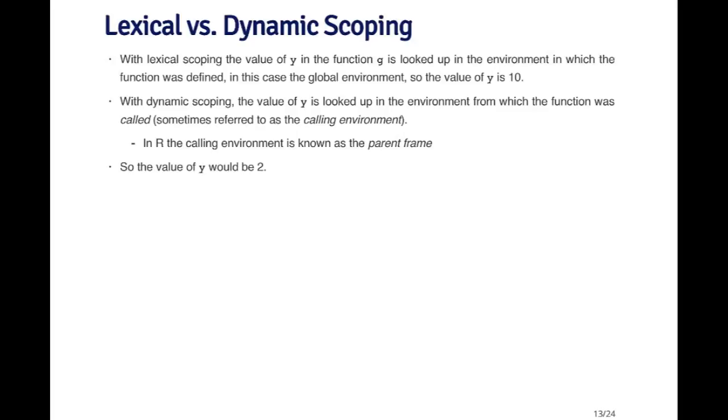So with dynamic scoping, the value of y is looked up in the environment from which the function was called, sometimes called the calling environment. In R, the calling environment is known as what's called the parent frame. In this case, in the calling environment, y was defined to be 2, and so the value of y would be 2. So calling the function f would produce different answers depending on whether you're using lexical scoping or dynamic scoping.